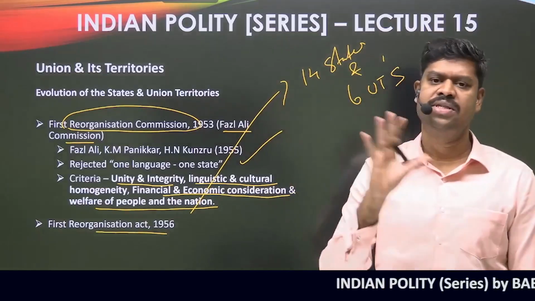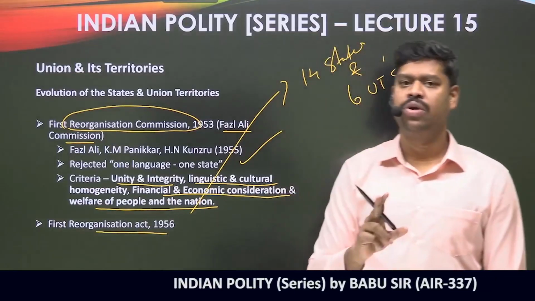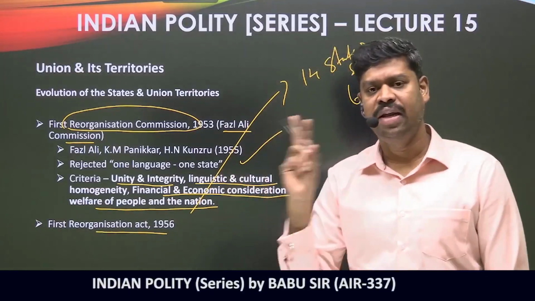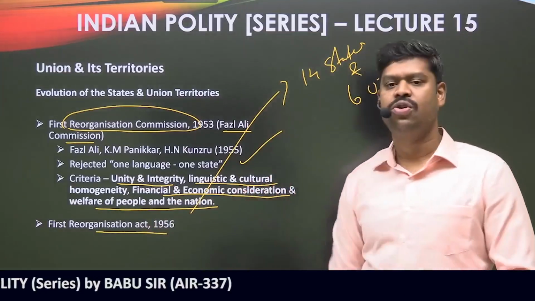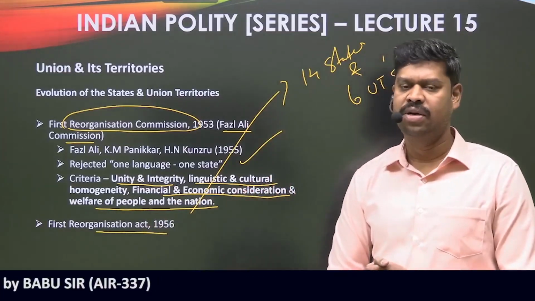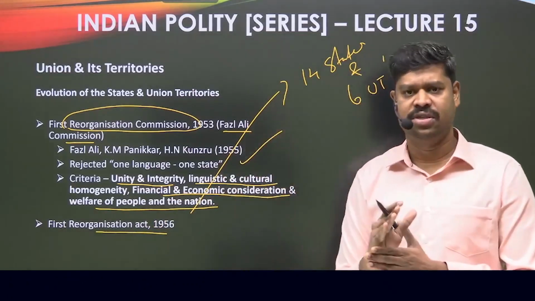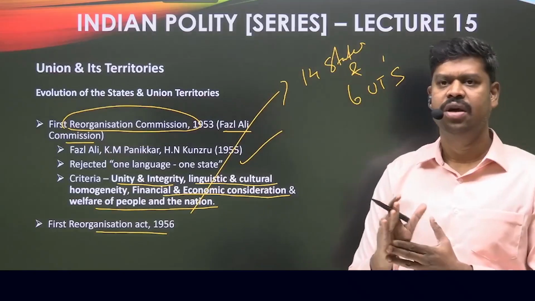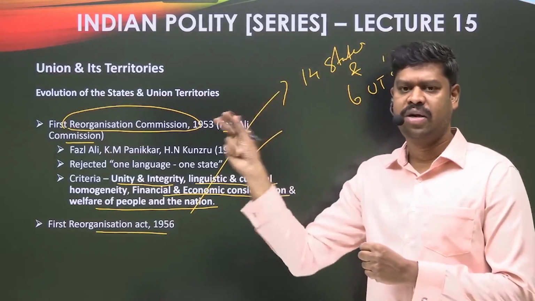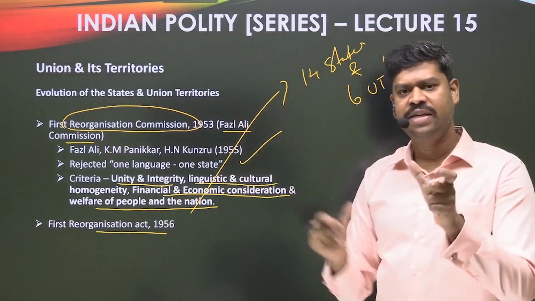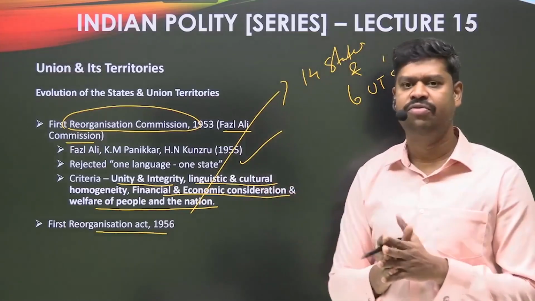So this is the basic understanding you should have. In 1956 only, the union territories were there. In 1956 only, 14 states and 6 union territories were created based on the law enacted by the parliament, that is the first Reorganization Act. Before 1956, even after independence, the organization of India was only Part A, Part B, Part C and Part D states. And the states and union territories were created into 14 and 6 only in 1956.